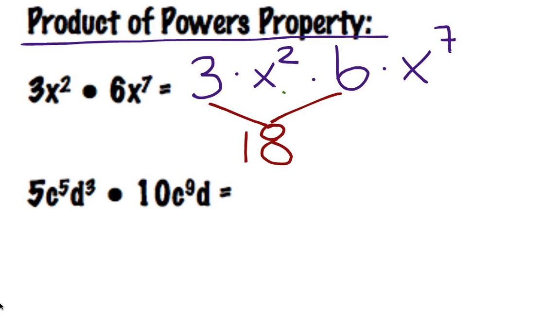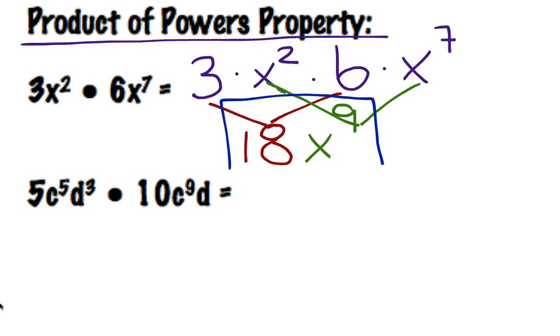Now I'm going to look at my variables. x squared times x to the 7th. These are the same because they have the same base. So x squared times x to the 7th, I need to think about the product of powers exponent property that we just talked about. When I'm multiplying, I add my exponents. So my final answer is 18x to the 9th power. All right, one more example here.